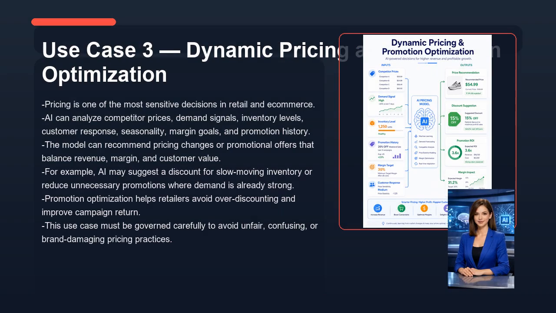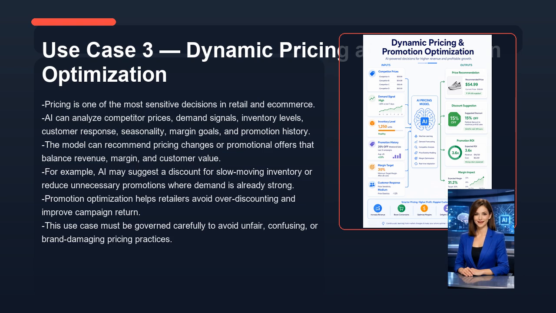Now let's look at use case 3, dynamic pricing and promotion optimization. Pricing is one of the most sensitive decisions in retail and e-commerce. AI can analyze competitor prices, demand signals, inventory levels, customer response, seasonality, margin goals, and promotion history. The model can recommend pricing changes or promotional offers that balance revenue, margin, and customer value.